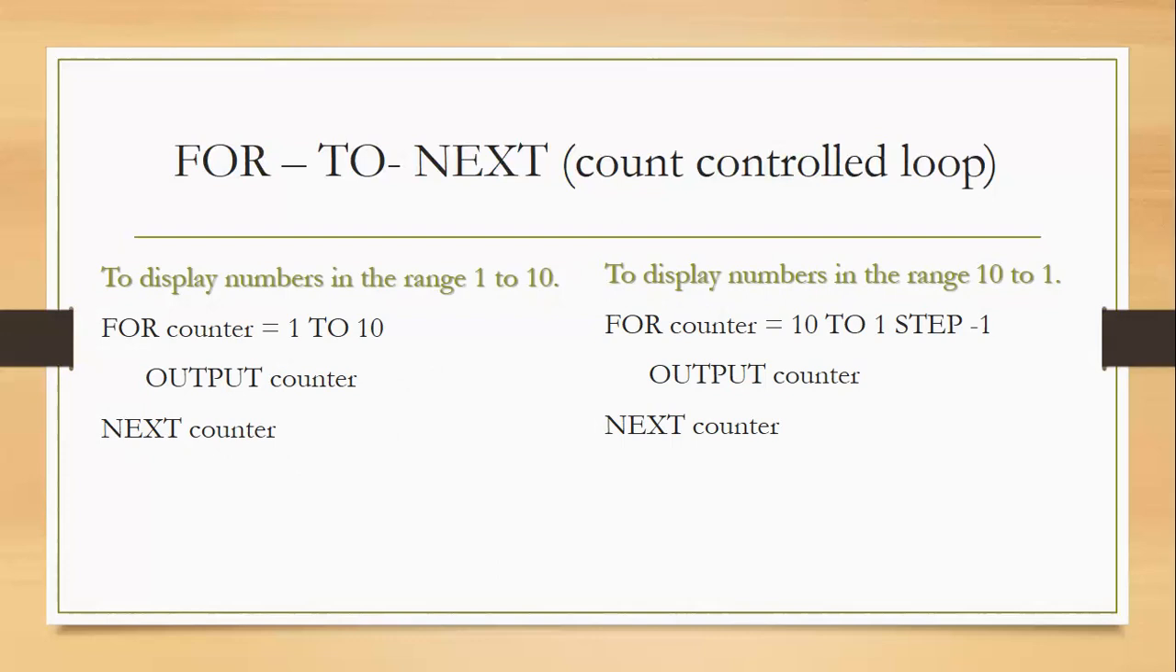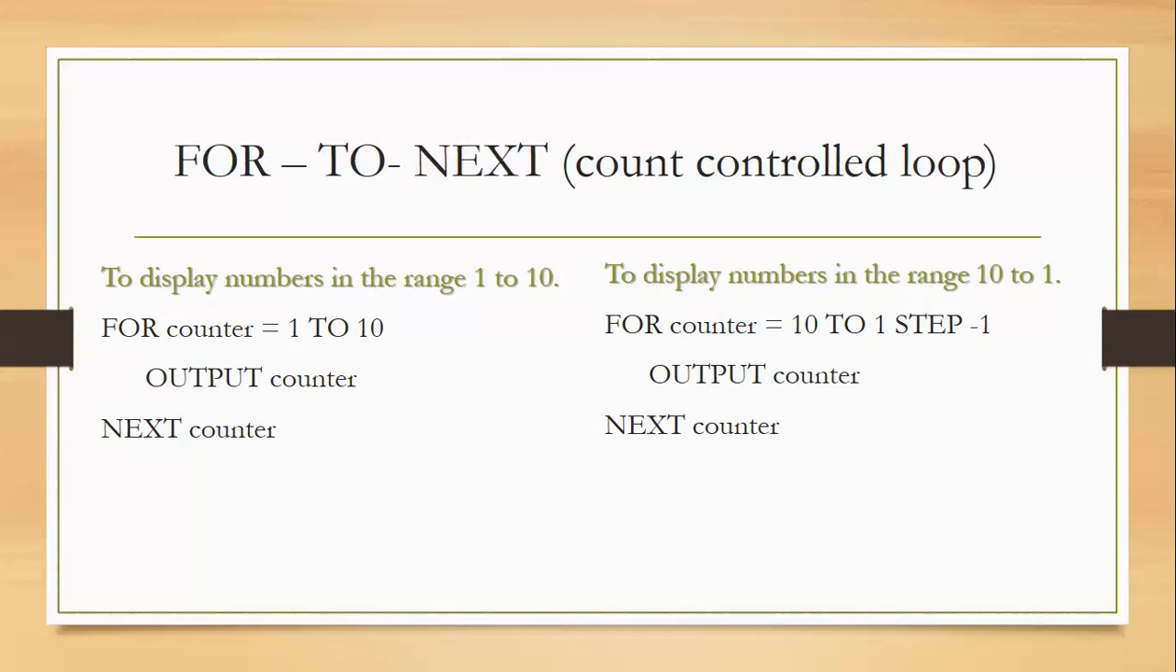So it means the work will be done 10 times. In this scenario, the value of counter will be displayed. The value of counter is 1, so 1 will be printed. The value of counter will become 2 automatically and the value will be printed. In this manner, the counter's value will change 10 times and it will be printed accordingly.